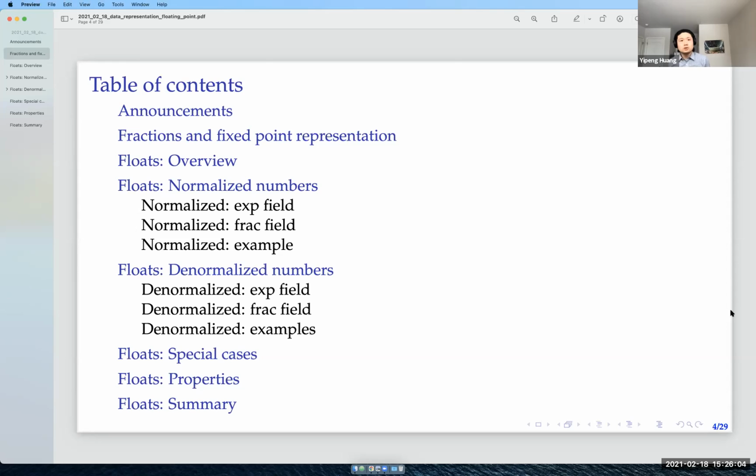Okay, so today is all going to be about fractions and floating points. First we'll do a quick review of fractional numbers that we talked about on Tuesday and how we represent those as fixed point numbers. That motivates using numbers where we can move the decimal point around, hence the term floating point. There's a little bit more involved in understanding how floating points work, so we'll work through each of the different cases and how to interpret floating point numbers.